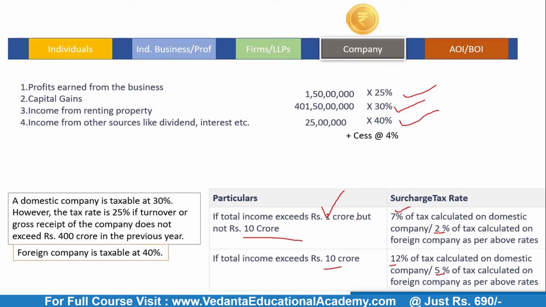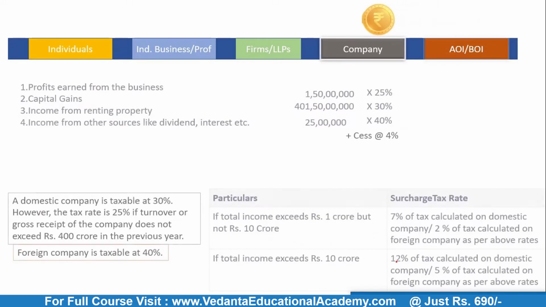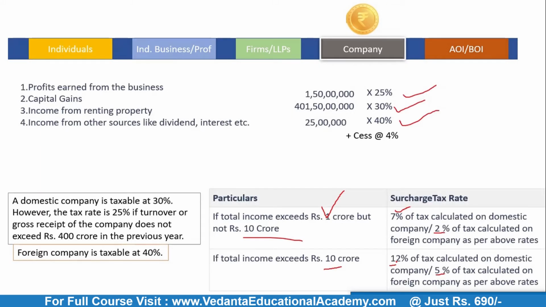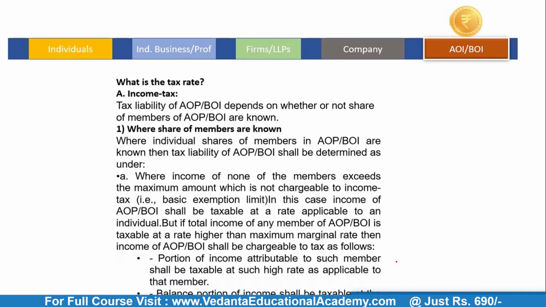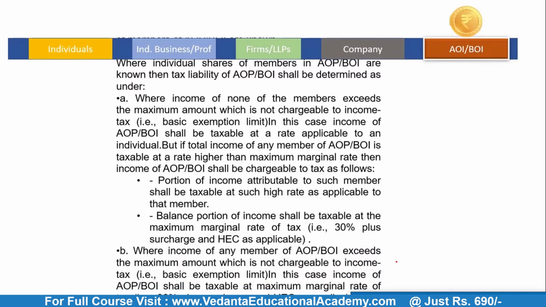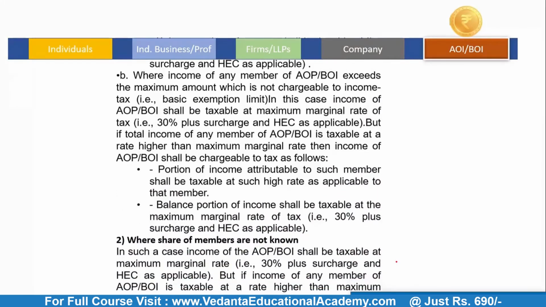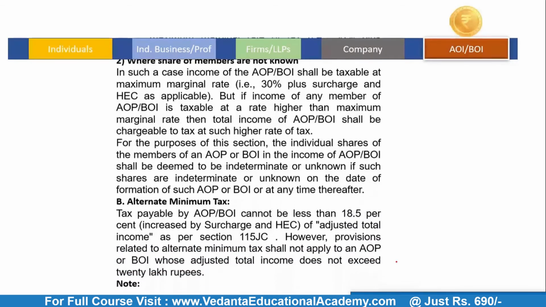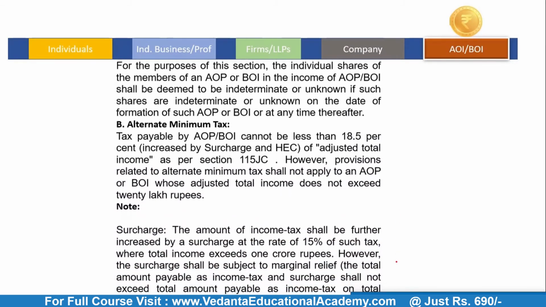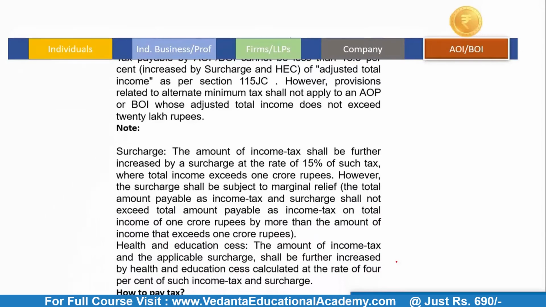And if the business turnover is more than 1 crore, 7% surcharge, and if the business turnover is more than 10 crore, then 12% surcharge will be applicable. Now we'll go to association of persons and also body of individuals. For them the basic tax rate is 30%, where the profits are known or determined. Where profits are unknown or cannot be determined, then the marginal tax rates will be applicable.